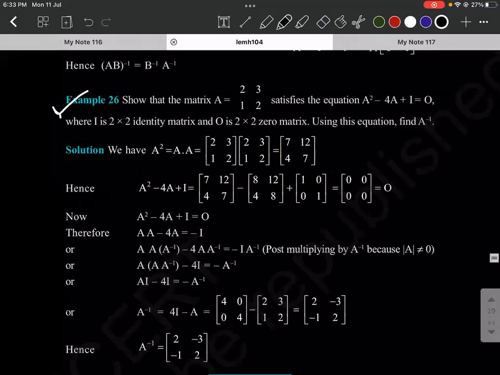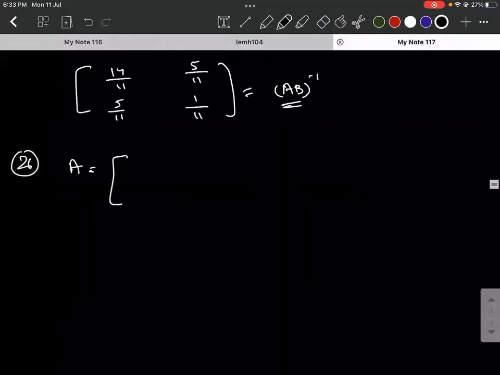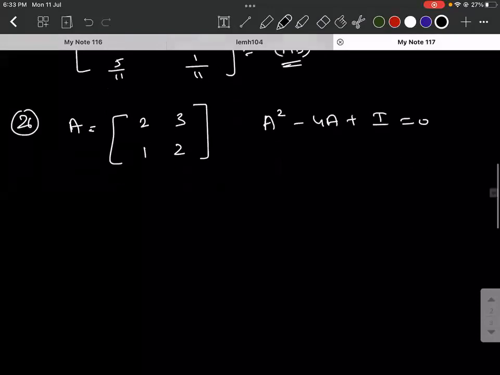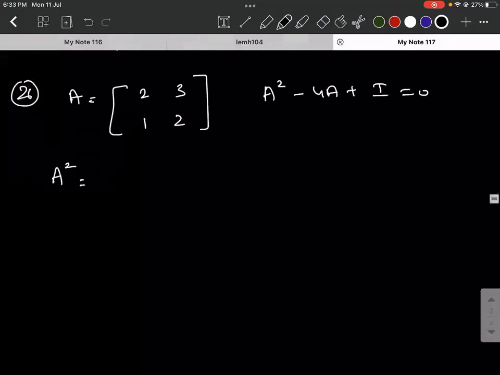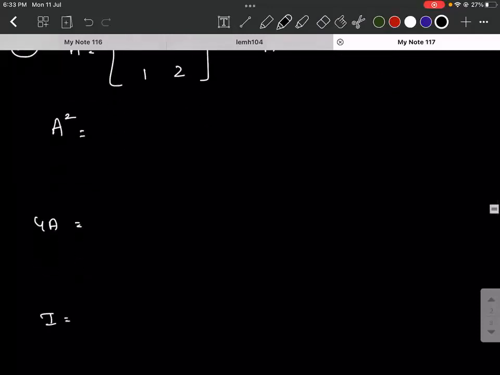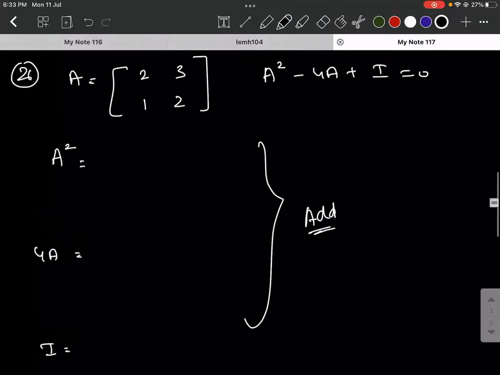A is 2, 3, 1, 2. A square minus 4A plus I will be equal to 0. A square is 7, 12, 4, 7.